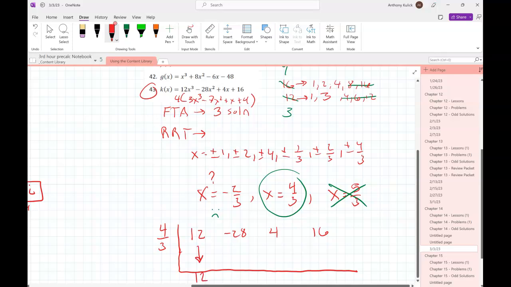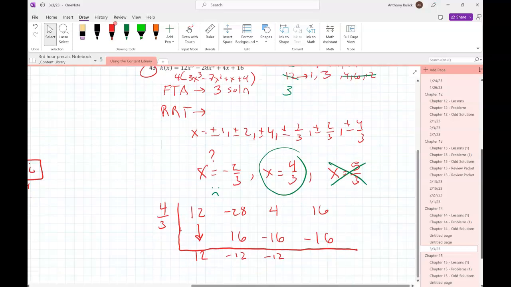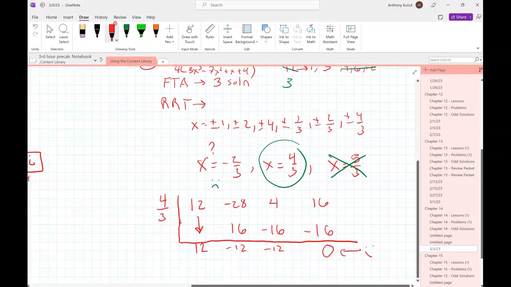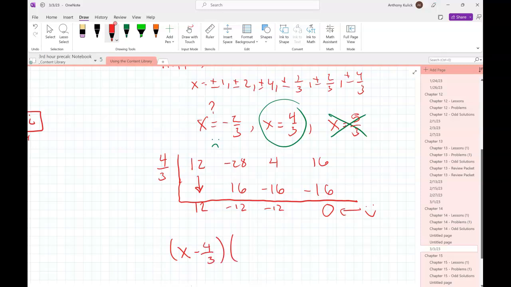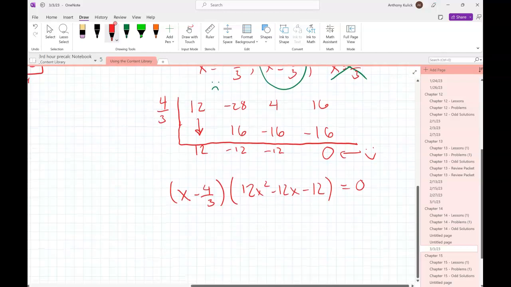So bring the 12 down. 4/3 times 12 is 16. That's -12, so that's going to be -16. That's -12. That gives me -16, which is 0. The result here that I get is quadratic. So I'm done. I can just say x minus 4/3 times 12x squared minus 12x minus 12. And that's all equal to 0. So I set each piece equal to 0.